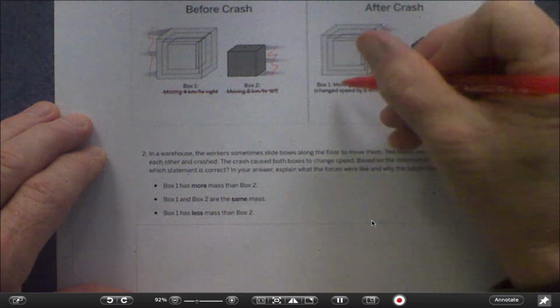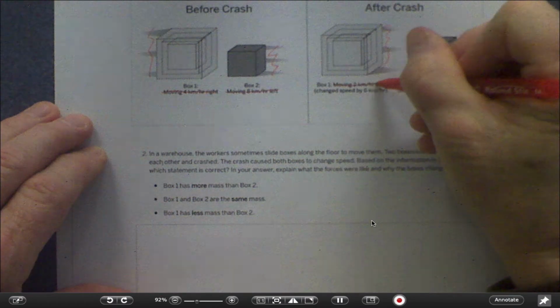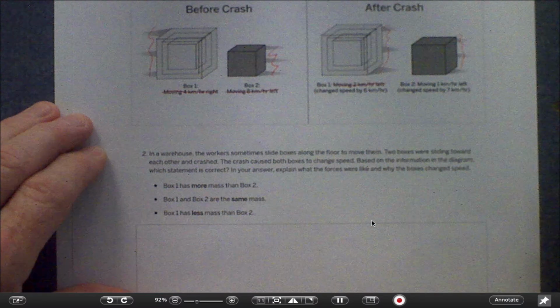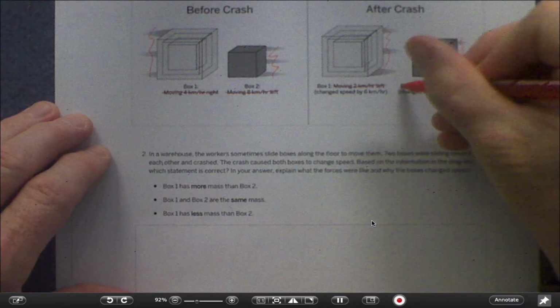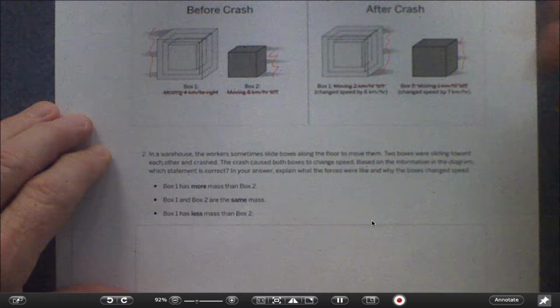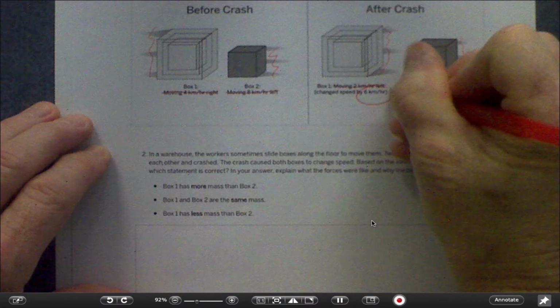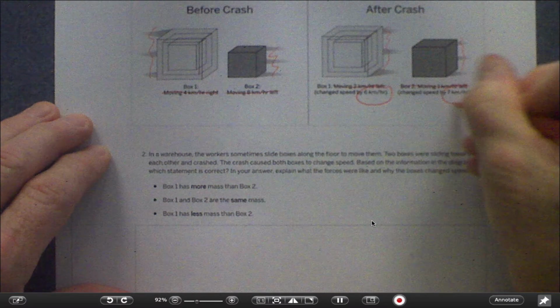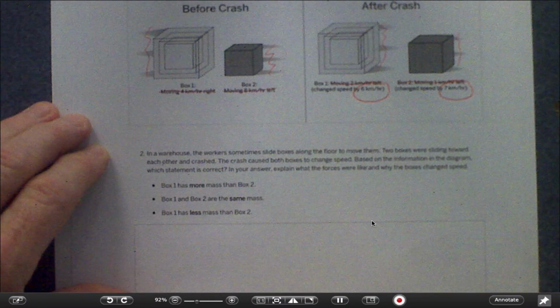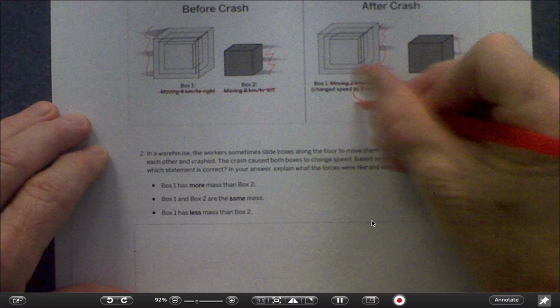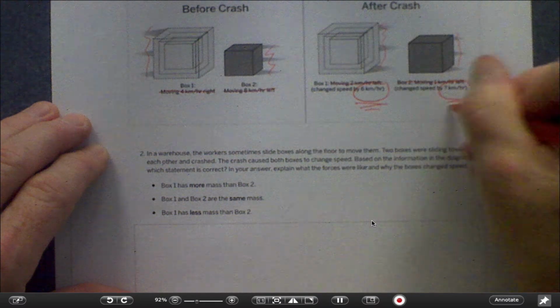Here we don't have to worry about this ending up going 2 kilometers to the left or this one moving 1 kilometer to the left, because that left, right, and speed have nothing to do with it. Here are the numbers that we care about, and that's the 2 acceleration numbers. These are the numbers that answer the box question.